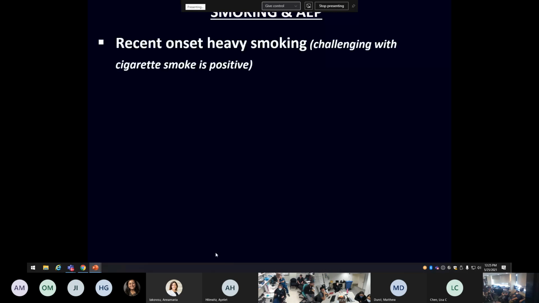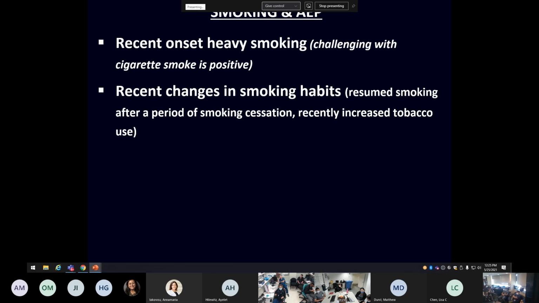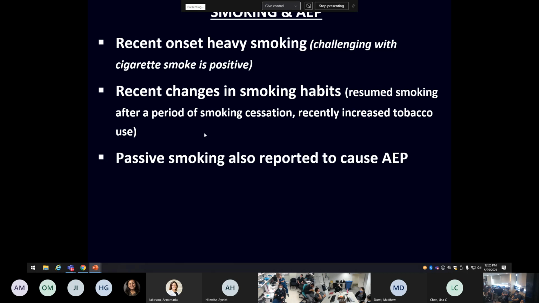So let's talk about smoking and acute eosinophilic pneumonia. The classic issue is recent onset of heavy smoking. A very important point is that you treat these patients, but if you re-challenge them with cigarette smoke, they can have recurrence of the acute eosinophilic pneumonia. But aside from re-challenging, relapse is very uncommon. Contrast that with chronic eosinophilic pneumonia, where relapses are very common. Recent changes in smoking habits, such as resumed smoking after a period of cessation or recently increased tobacco use. Passive smoking is also reported to cause AEP. Cocaine use is also associated with it.